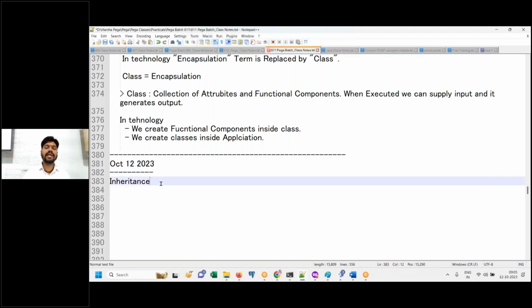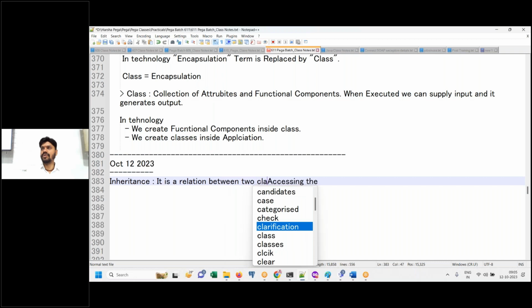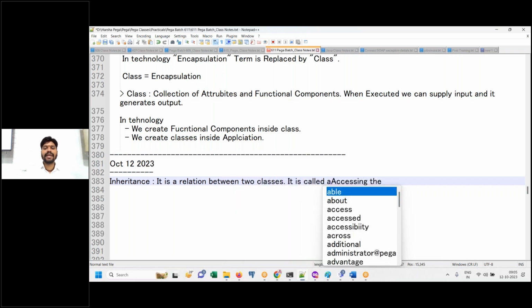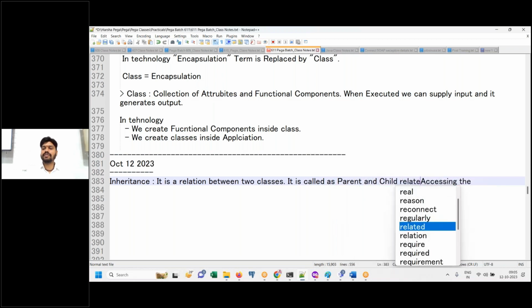Okay, see now, the inheritance concept. We are going to discuss the inheritance concept. First of all, I'll tell you what inheritance is, then we will discuss why inheritance is needed in the technology. Inheritance means accessing. It is a relation between two classes, called a parent and child relation.